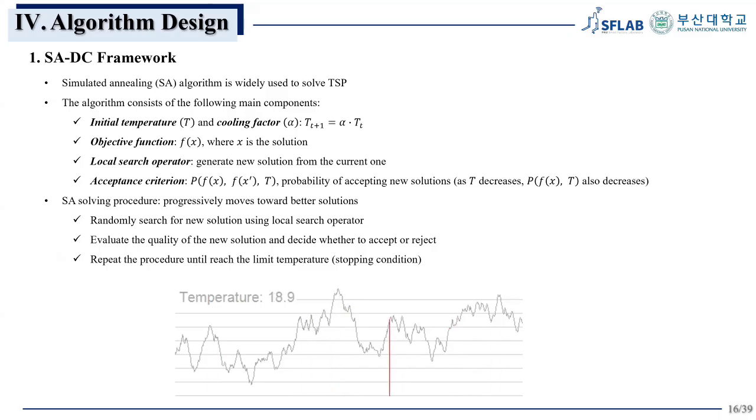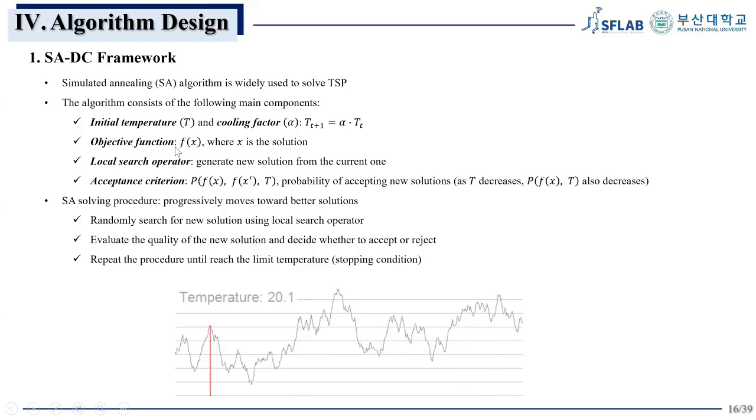In this study, we will use a framework which is built upon the simulated annealing algorithm, which is widely used to solve the traveling salesman problem. The SA consists of main components, the first of which is the initial temperature. The temperature here is related to the probability of accepting a new solution. At first, we set the temperature high in order to extend the searching range for potential solutions, and the temperature will be decreased gradually using the cooling factor in later iterations.